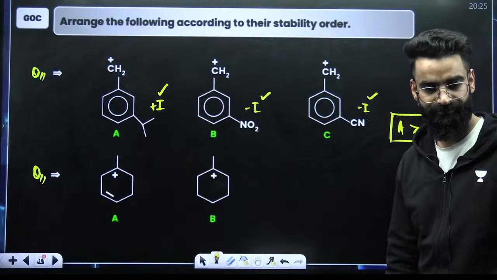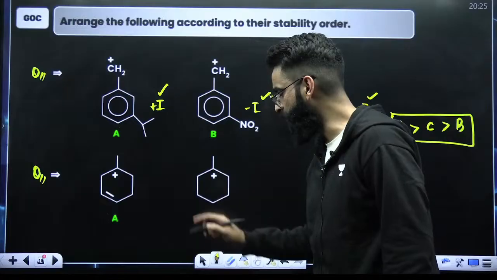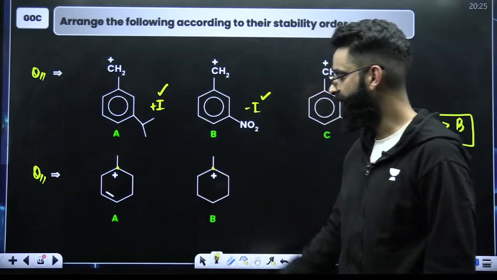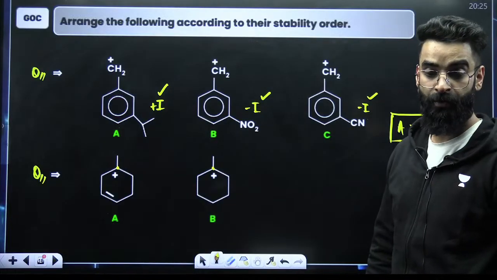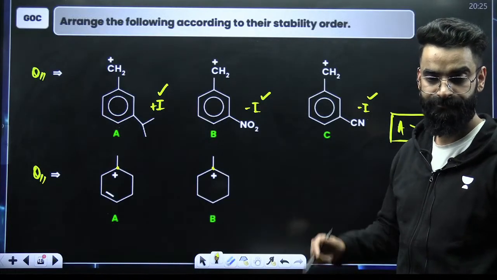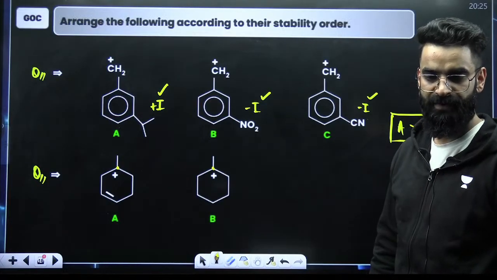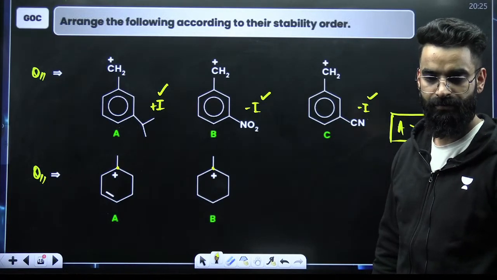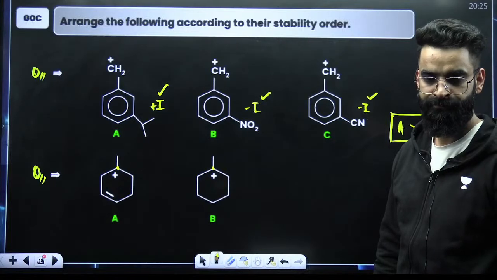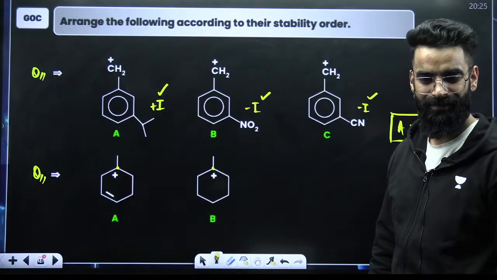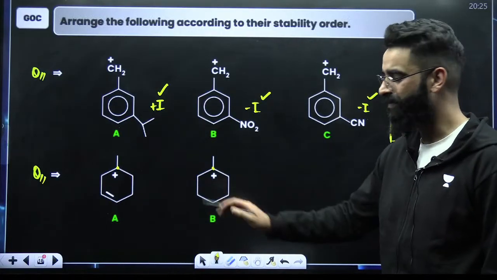This is the order. My dear students, among these two, this is the carbon carrying positive charge, and this is the carbon carrying positive charge, right? So which is going to be more stable among these two? Quick. This is something which you can easily solve, guys. There is no need to think a lot. What is going to be the order? A or B? Which one is more stable?